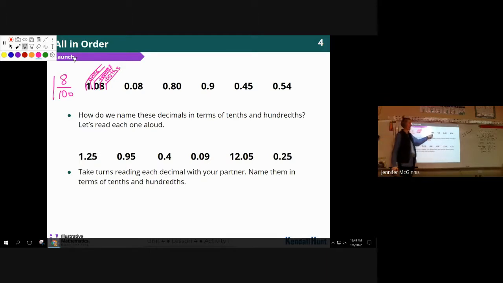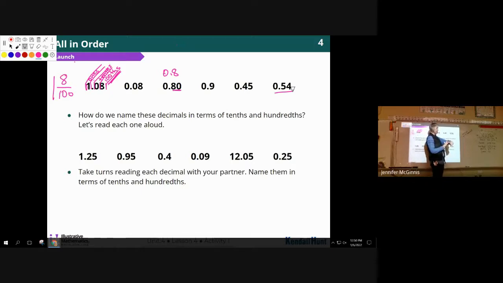The next one, now we've moved that 8 from the hundredths to the tenths. But we still have a 0 here. So when we have 2 digits there, we have to read it as hundredths. So here we have 80 hundredths. If we were to write it like this, we would say 8 tenths, because the 8 is in the tenths place. Here we have 9 tenths. Here we have 45 hundredths. And here we have 54 hundredths.